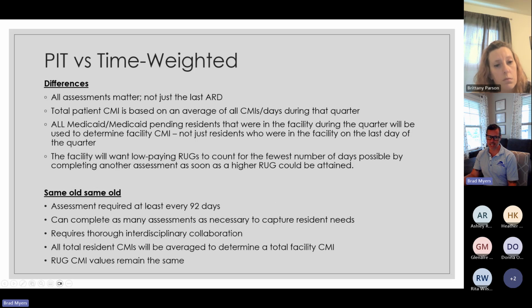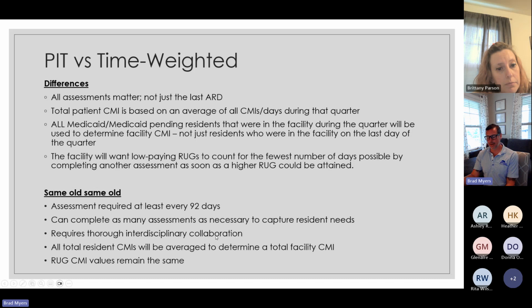And then some things did not change from point in time to time weighted. MDS still has to do an OBRA assessment every 92 days. So that's going to become a factor when we're planning assessments. We'll talk about that. You can still complete as many assessments as necessary to capture residents' needs, even if you've got an MDS coordinator that is telling you that they can't or it's illegal or anything like that. They're called significant change assessments. You can do an assessment every single day if you want to capture whatever is going on with that resident. They don't have to just be done quarterly.